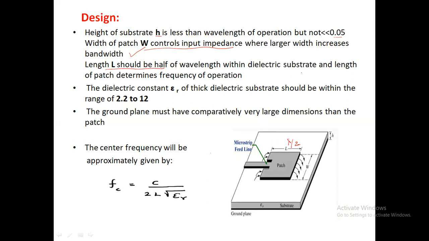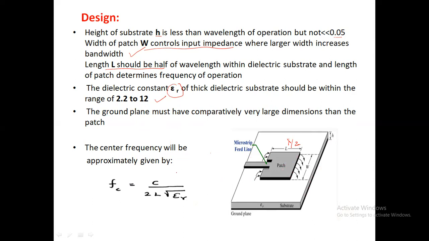And so here, the dielectric substrate and length of the patch determines the frequency of the operation. And here the epsilon r is nothing but the dielectric constant. It is the property of this material, that is substrate we have used. It should be in the range 2.2 to 12. The ground plane must have comparatively larger dimension than patch. This is just from the diagram itself we can understand. So this ground plane should be very larger compared to this patch, right?